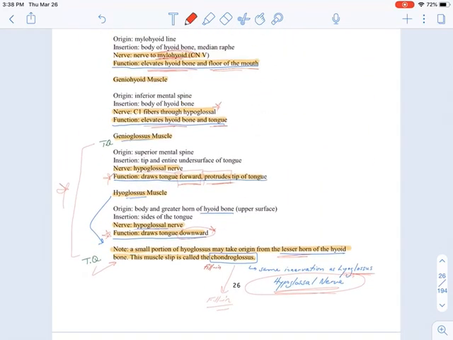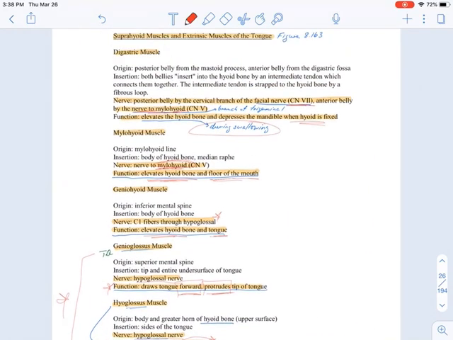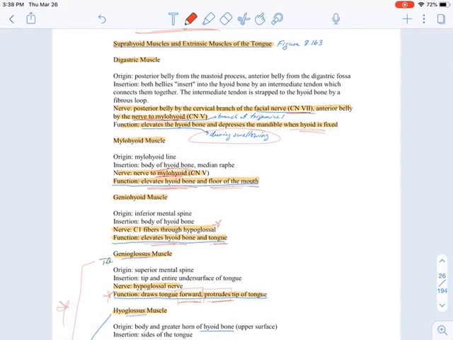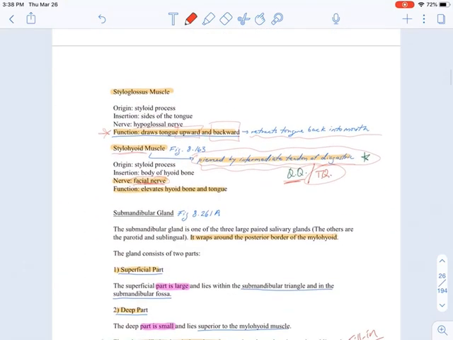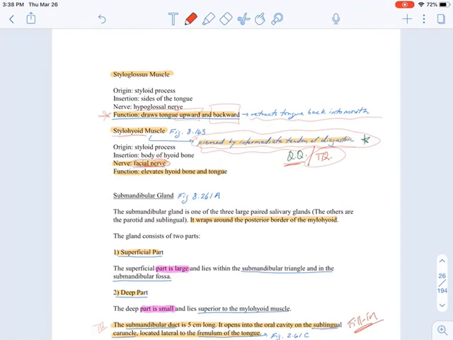Everything else we've talked about has been hypoglossal in some way, or mylohyoid, a little bit from the facial up here as well. But this guy, stylohyoid, only facial nerve. It's going to elevate that hyoid bone and tongue.